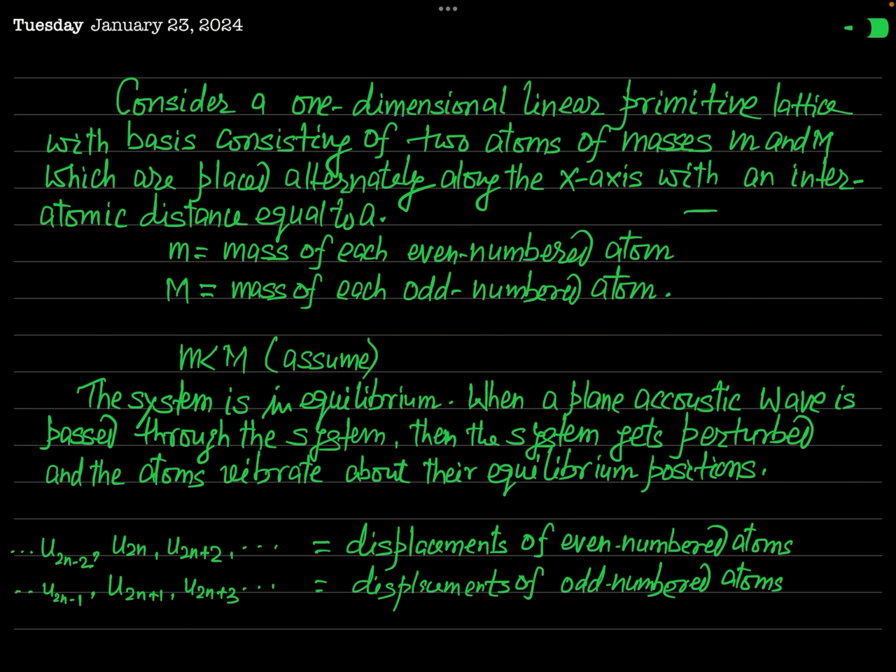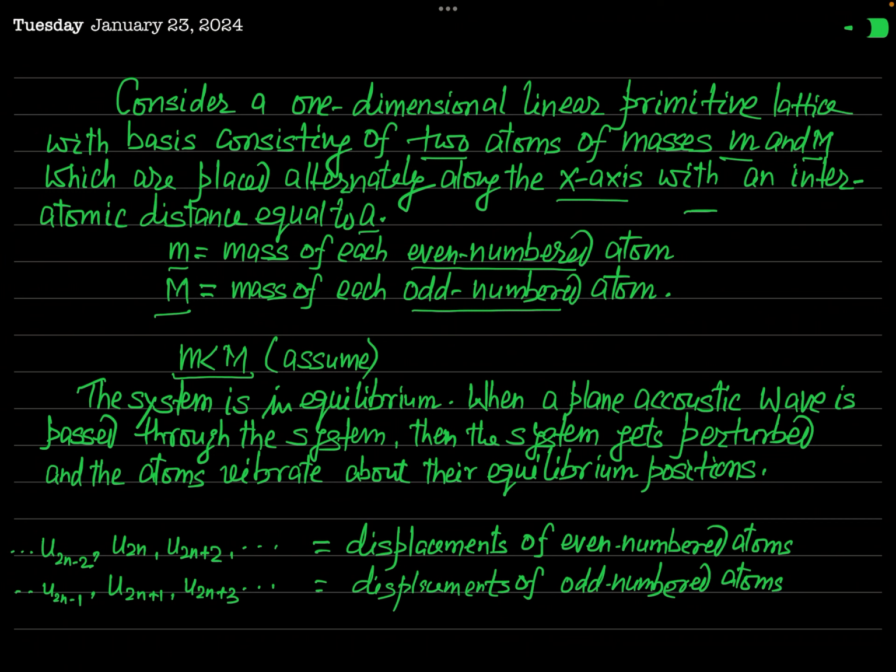So you can see, consider a one-dimensional linear primitive lattice with basis containing two atoms of masses small m and capital M, which are placed alternately along the x-axis with interatomic distance equal to a. This small m is the mass of each even numbered atom and capital M is the mass of the odd numbered atom. And for calculation, here I have assumed that this small m is less than this capital M. This is our assumption. And our system was initially in equilibrium.